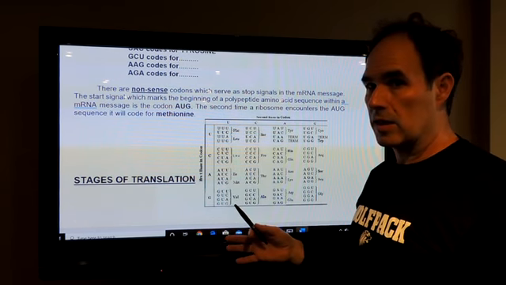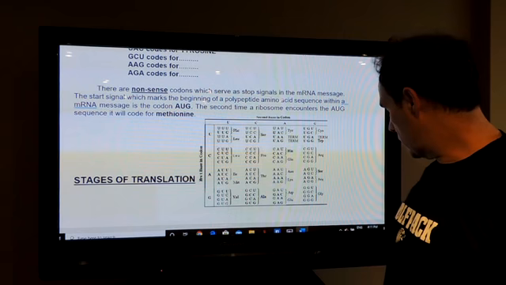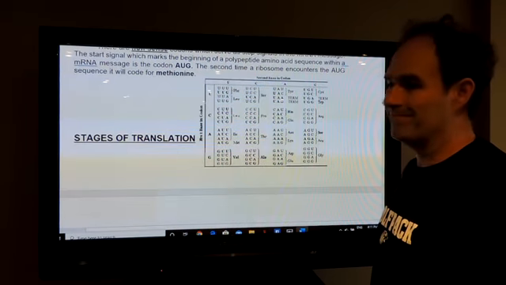You don't need to memorize the genetic code, like I said, but you do need to know how to use it. Thanks.